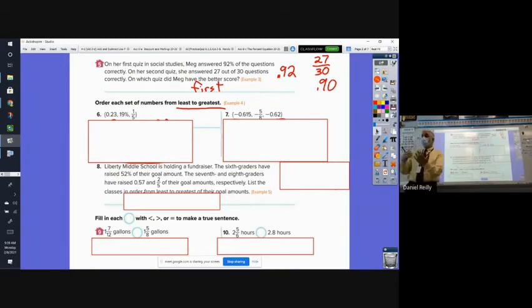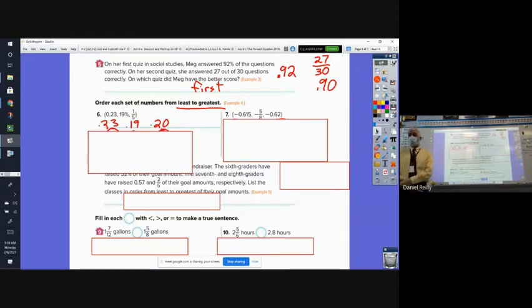All right, putting numbers in order. The strategy for putting numbers in order, unless they are all the same format, is to make them all decimals. So what I do is underneath each one, I write the decimal version of that number. 0.23, 0.19, right? Move the decimal two places for percent. And 1/5 as a decimal, if you don't know it, is 0.2 or 0.20. Then put them in order.